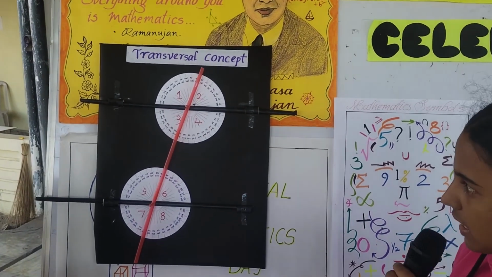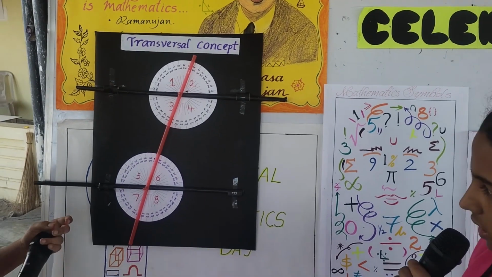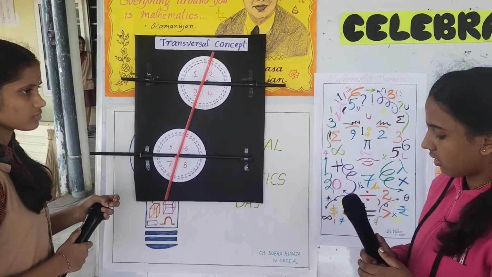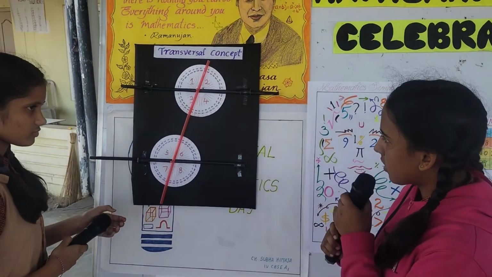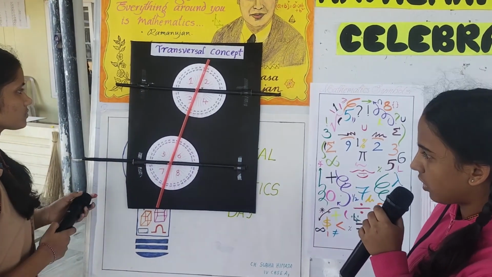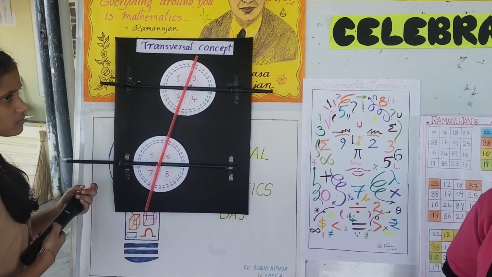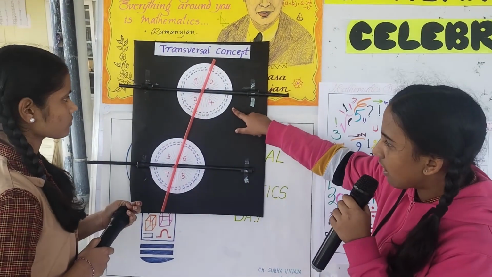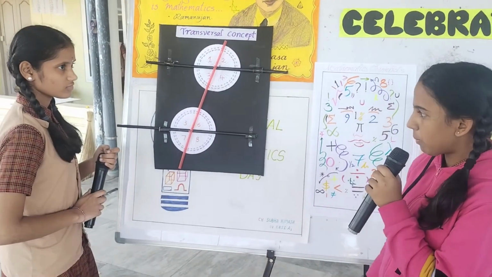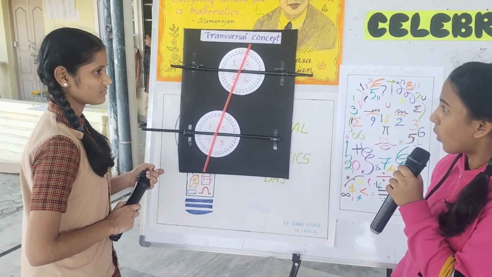In this concept, we can see that angle 5 and angle 3 are co-interior angles. Angle 6 and angle 4 are also co-interior angles. So in every transversal which passes through two parallel lines, there are 2 pairs of co-interior angles. They are supplementary to each other. That is, the sum of the angles is always 180 degrees. As you can see here, angle 4 measures 100 degrees and angle 6 measures 70 degrees, whose sum is 180 degrees. And now let's move to the co-exterior angles.